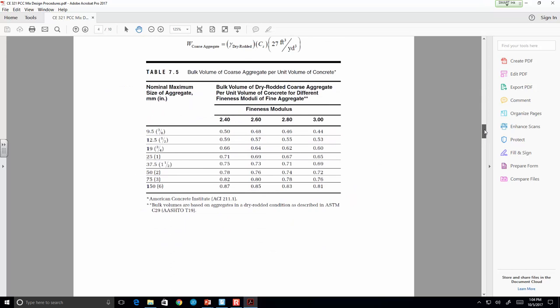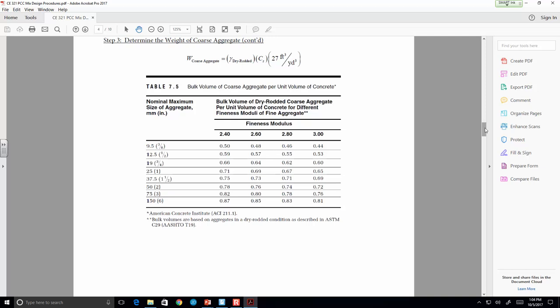Okay. So table 7.5 is a reduction. It tells us how much we can reduce the amount of gravel we throw into our mix as a function of how fine our sand is. So what did we say our fineness modulus was? 2.7. What's our nominal maximum aggregate size? 1 inch. Okay, so here's a value for 2.6. Here's a value for 2.8. What should we use? 0.68.